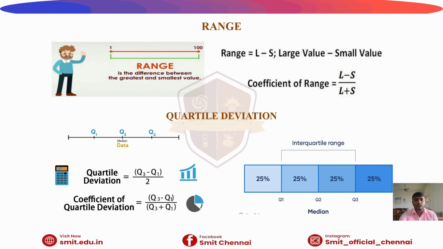Quartile deviation is Q3 minus Q1 divided by 2. The coefficient of quartile deviation is Q3 minus Q1 divided by Q3 plus Q1. The quartiles Q1, Q2, Q3, Q4 divide the data depending on percentages, with a different percentage for each point: Q1 is 25, Q2 is 50, Q3 is 75, Q4 is 100.